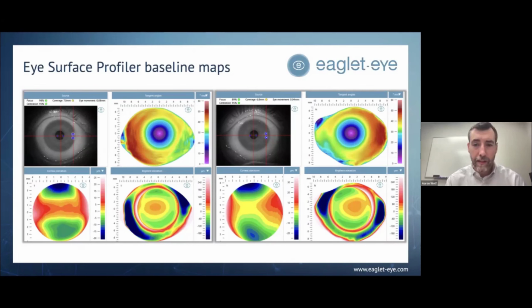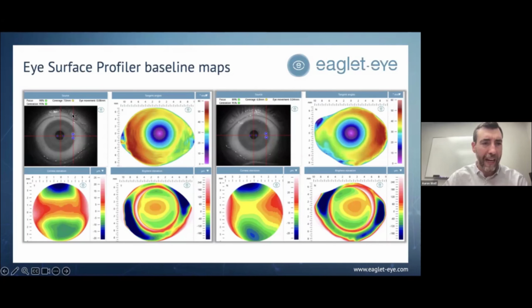Okay. These are examples of his maps. Excuse me, the right eye is on the left side of your screen. The left eye is on the right side of the screen. This is in what's called quad view. So you're going to have an infrared image in the top left corner. That's basically what the operator sees. And then within that infrared image, you're also going to have some quality score metrics, where you'll see focus and centration and coverage.